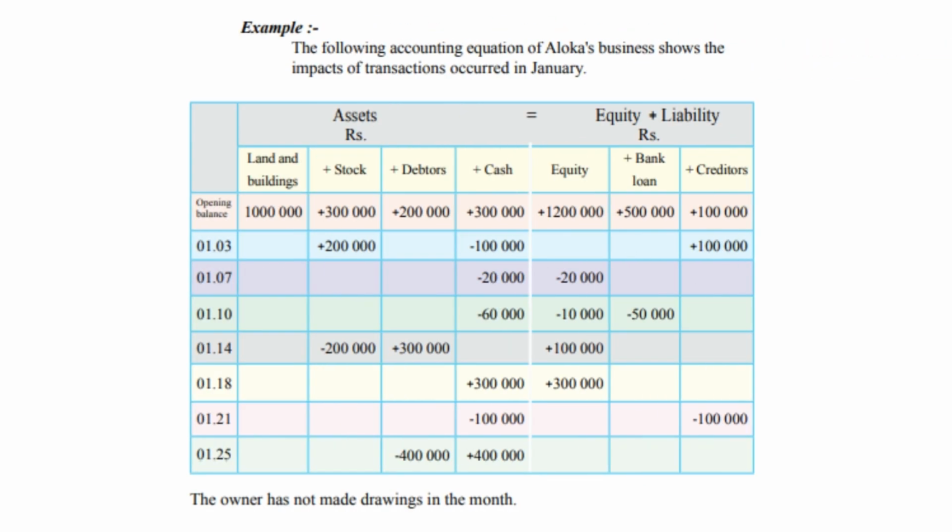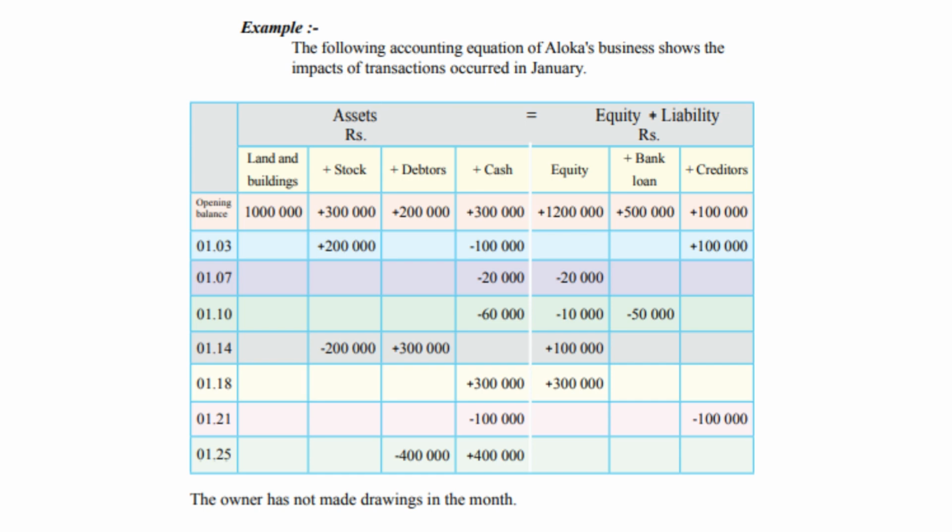Up to now we have studied how to add the transactions in the accounting equation. But you also have to know how to identify the transactions which have been presented in the accounting equation. See the following example. The following accounting equation of Alika's business shows the impacts of transactions that occurred in January. They have also given additional information: the owner has not made drawings in the month. First they have given the opening balances of the assets, equity, and liabilities.